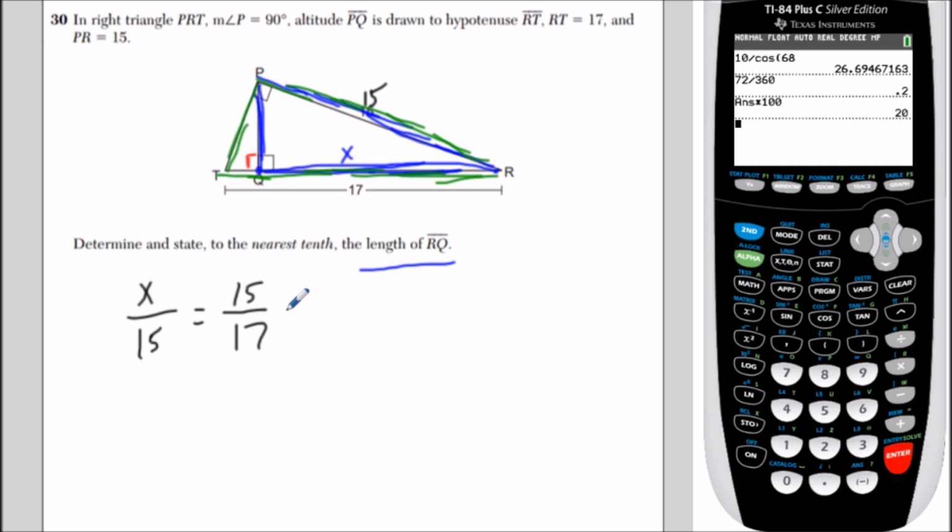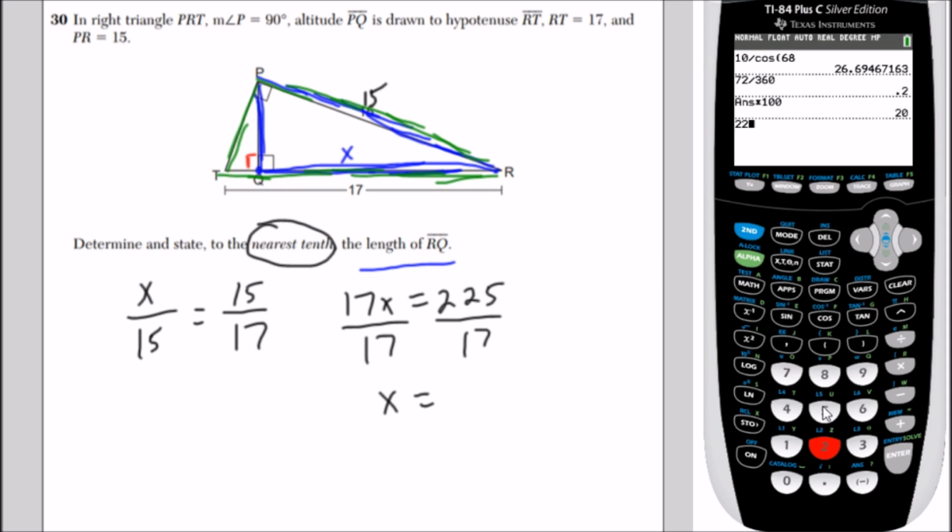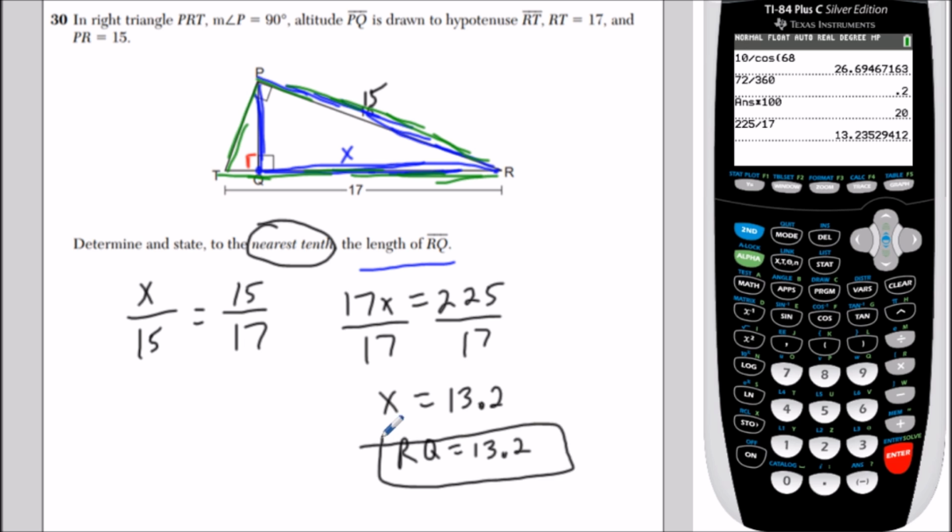So I cross multiply, 17 times X equals 225, and we want to round our answer to the nearest tenth. So we're going to divide by 17, and we have X equals 225 divided by 17. And to the nearest tenth, this is 13.2. So our answer to this question is X equals 13.2. If you want to be really safe, you could say RQ equals 13.2. So you're labeling it according to the question, but that's usually not something that they're going to take a point off for. You should be fine saying X equals 13.2.